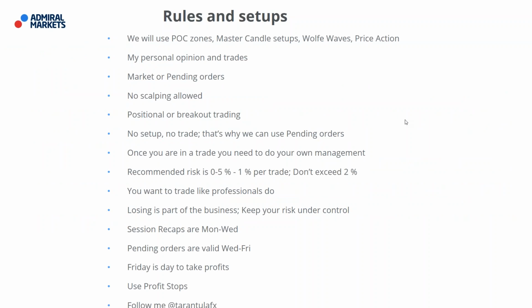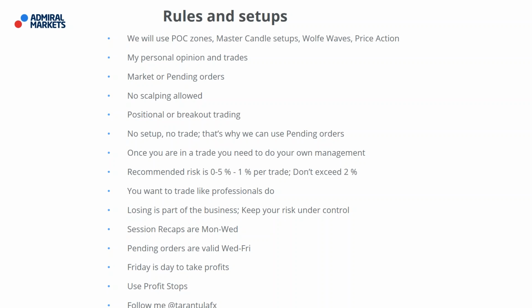And rules and setups. Okay, we use the POC zone, master candle, Volvay's price action, whatever we see fit. Everything you see here is my personal opinion and trade. We do market opening orders. We don't scalp here, okay, because scalping requires a lot of focus and attention, and it's not suitable for live trading. We do either positional or breakout trading. Okay, also, if we don't see a setup, well, simply, we don't trade, right?